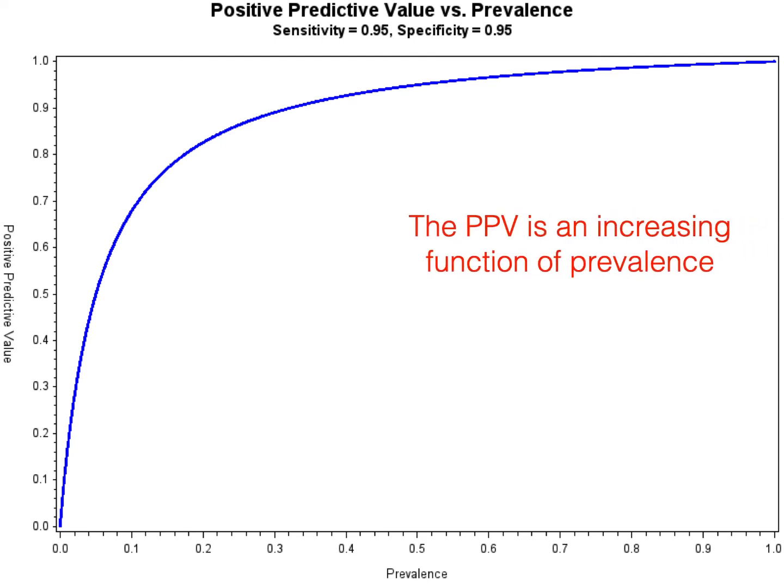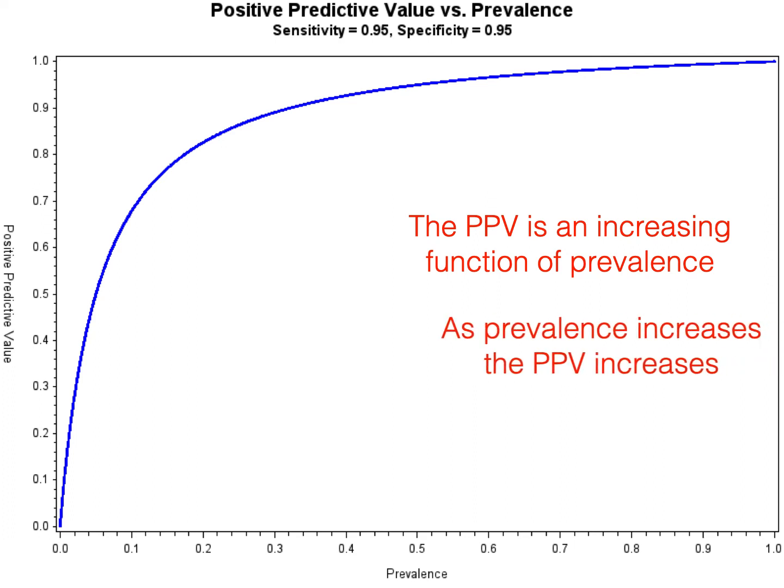All right, but we see here in this illustration that the positive predictive value is an increasing function of the prevalence of disease in the population. So as the prevalence increases, as we move to the right on that horizontal axis, then the positive predictive value increases as well.